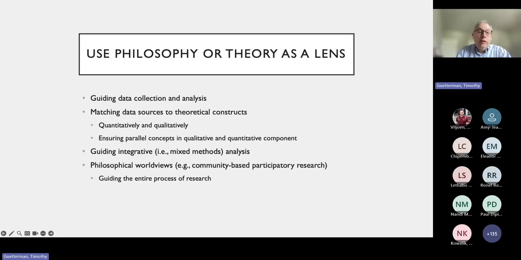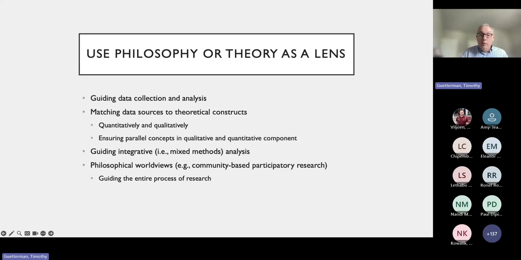And then finally, the final characteristic is the use of philosophy or theory as a lens for what we're doing. What's important here is, if you are using philosophy or theory, that's then guiding what you do. What I don't like to see is a theory or conceptual model just mentioned in the introduction, and then it sort of goes away, and you don't see anything else about it. If you are using a theory, it can be really helpful in ways like guiding data collection and analysis, thinking about what data sources you're collecting. It can be helpful for guiding integration.